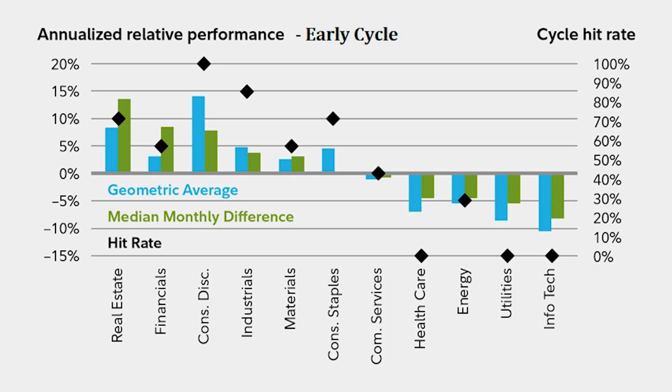Now the black diamonds here, and these are really important, show how often the sectors have produced that positive return during these early stages of a bull market. For example, you see that consumer discretionary has jumped in every single instance, and shares of industrial companies aren't that far behind with a 90% hit rate.